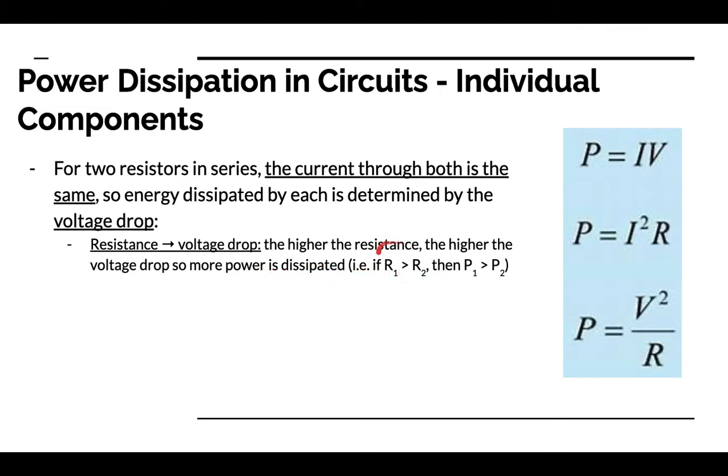AKA if we have R1 and R2 in series and R1 is greater than R2, then that means that more power will be dissipated across R1 than R2, so P1 is going to be greater than P2.